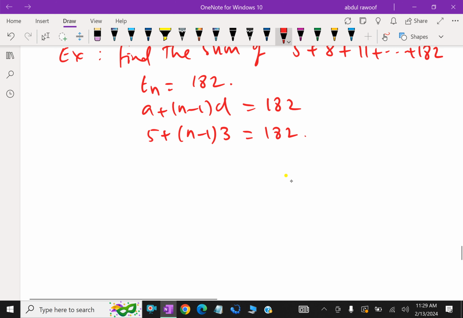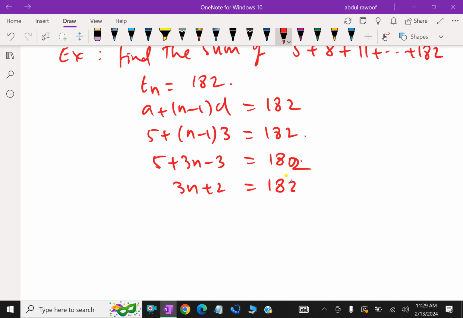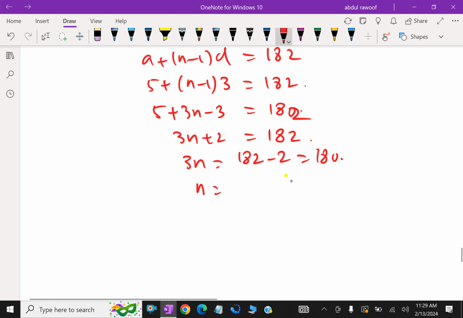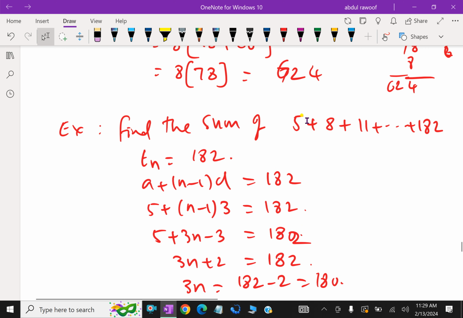So 5 plus 3n minus 3 equals 182. 3n plus 2 equals 182. 3n equals 182 minus 2 equals 180, then n equals 180 by 3 equals 60. Therefore, there are 60 terms in this sequence.